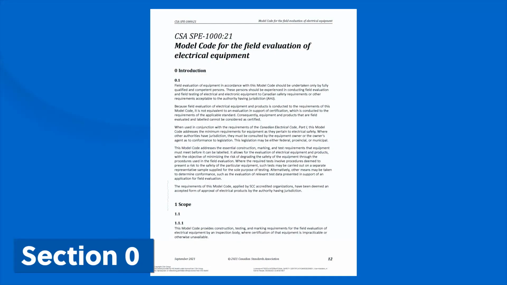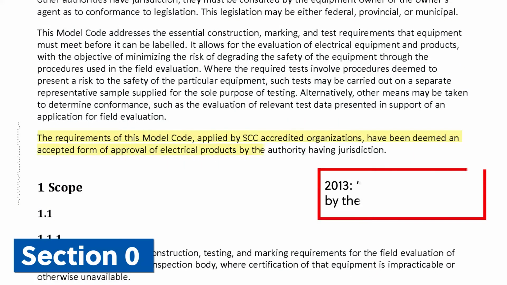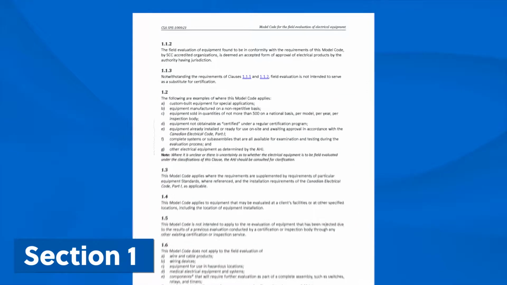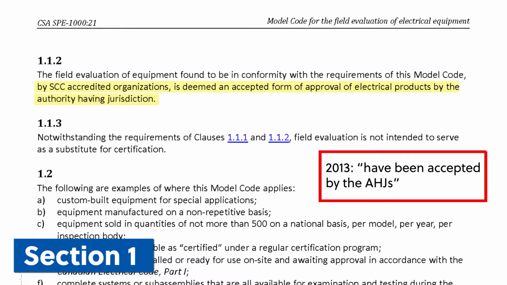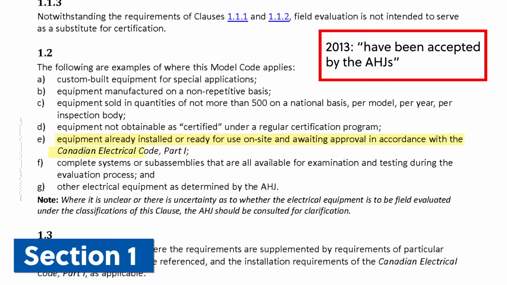Here, in the introductory section, in Section 0, there are some minor changes made for clarifying text. You'll find that there's been quite a number of instances where text has been changed and clarified. There's a few sections here where they have redefined who is approving electrical products or that it's been approved in accordance with a particular standard.